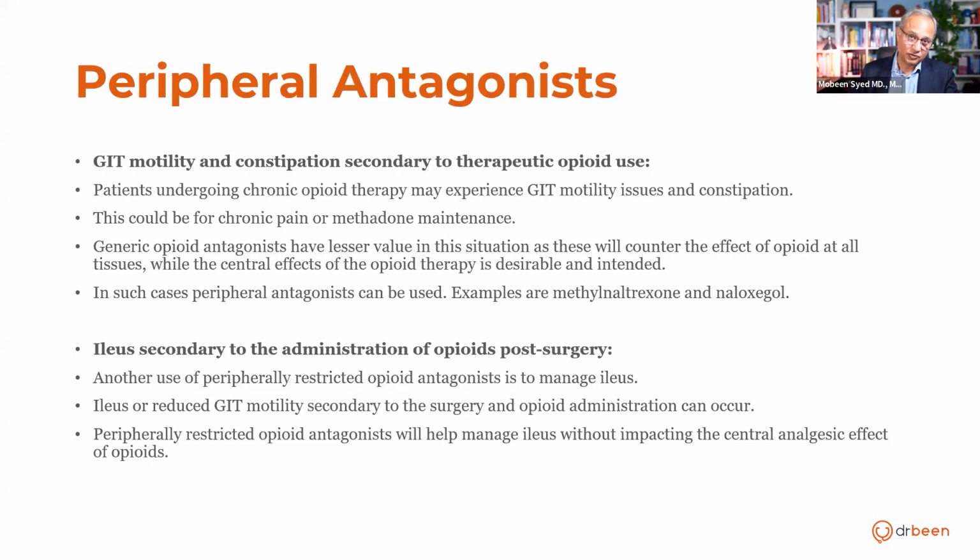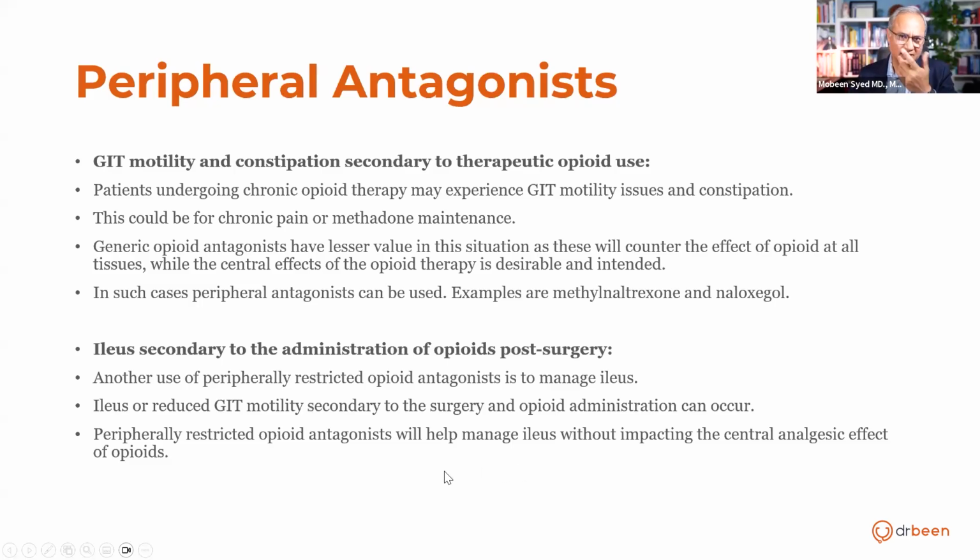So how do you do that? Once again, you need peripheral antagonists. So another use of peripherally restricted opioid antagonists is to manage ileus. This condition is called ileus. Ileus, or reduced GIT motility secondary to the surgery and opioid administration, can occur. Peripherally restricted opioid antagonists will help manage ileus without impacting the central analgesic effect of opioids.